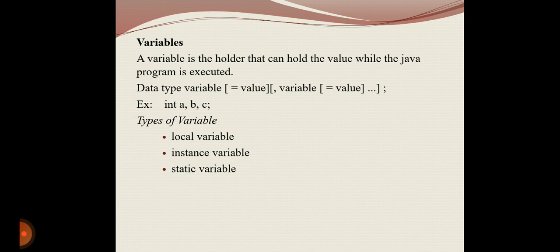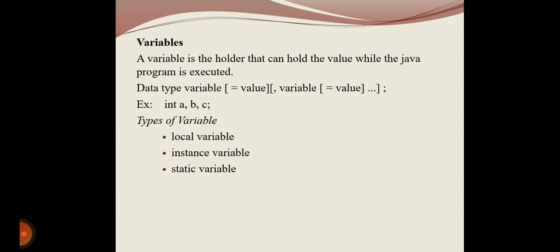And here we have the syntax: data type variable equal to value. We can define it as int a, b, c, or we can also initialize int a equal to 20, b equal to 30, like that we can define. Byte b equal to 22, like that we can define the variables.